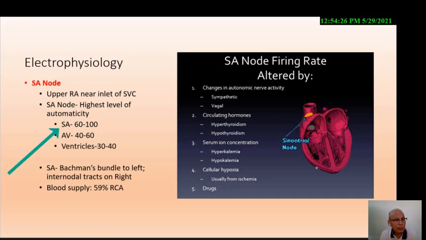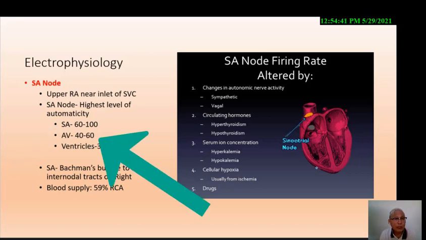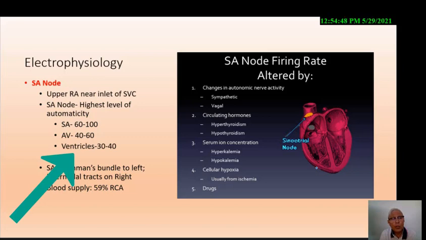As demonstrated over here, it has a rate of around 60 to 100, compared to the AV node, which is also able to generate electrical energy, but at a slower rate of 40 to 60. The ventricles also have the ability to generate electrical impulses, but they do so slower compared to the rest. It has a rate of approximately 30 to 40, although some authors would say it's around 20 to 40.